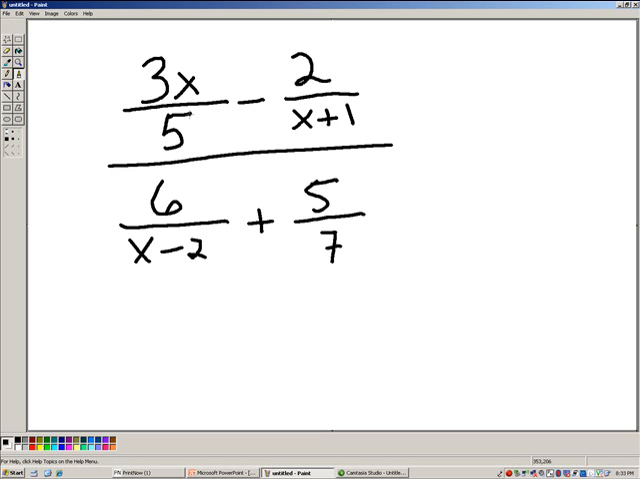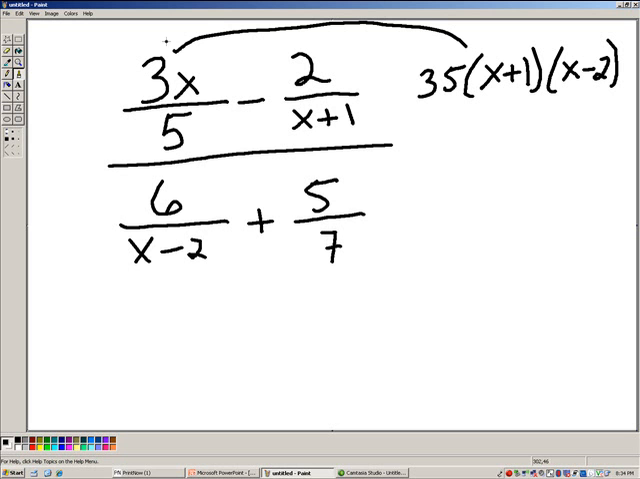Using method 2, the common denominator would be the 5 times the 7, giving you 35, times x plus 1, times x minus 2. And when you multiply that out and distribute it to the 3x over 5 over here, you're going to end up with an x times an x plus 1 times an x minus 2, which is going to give you an x cubed situation.